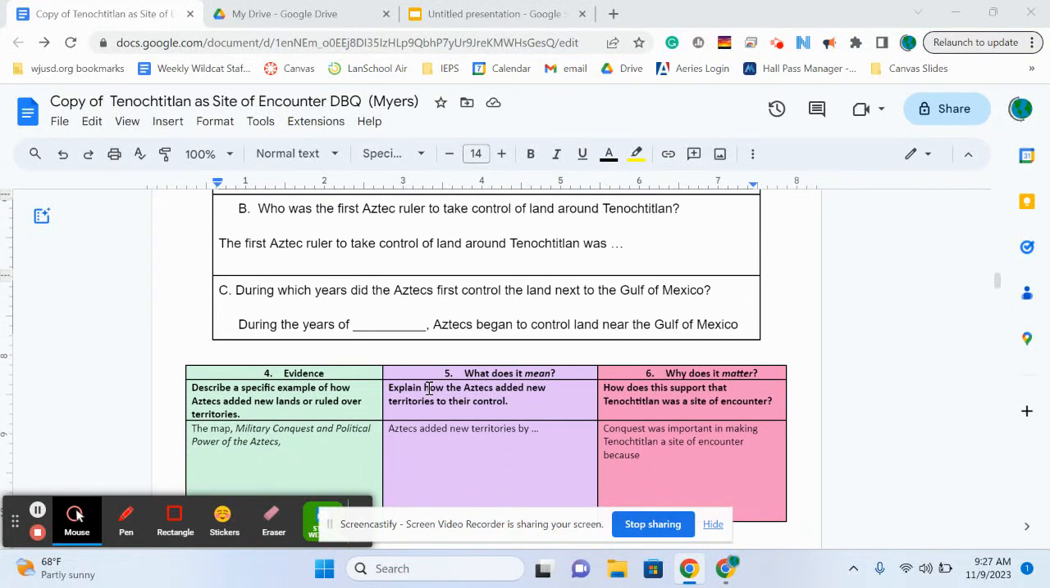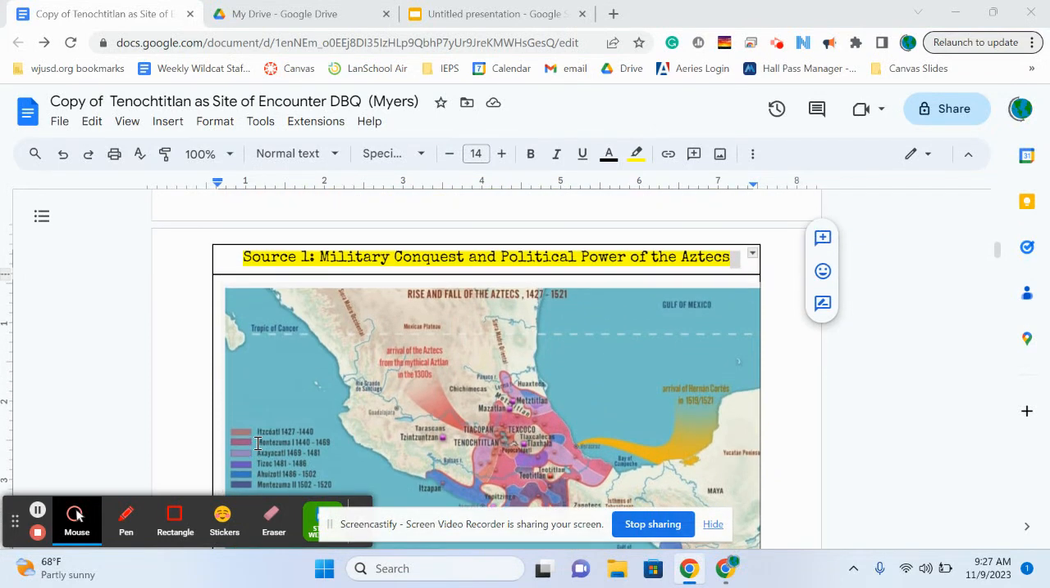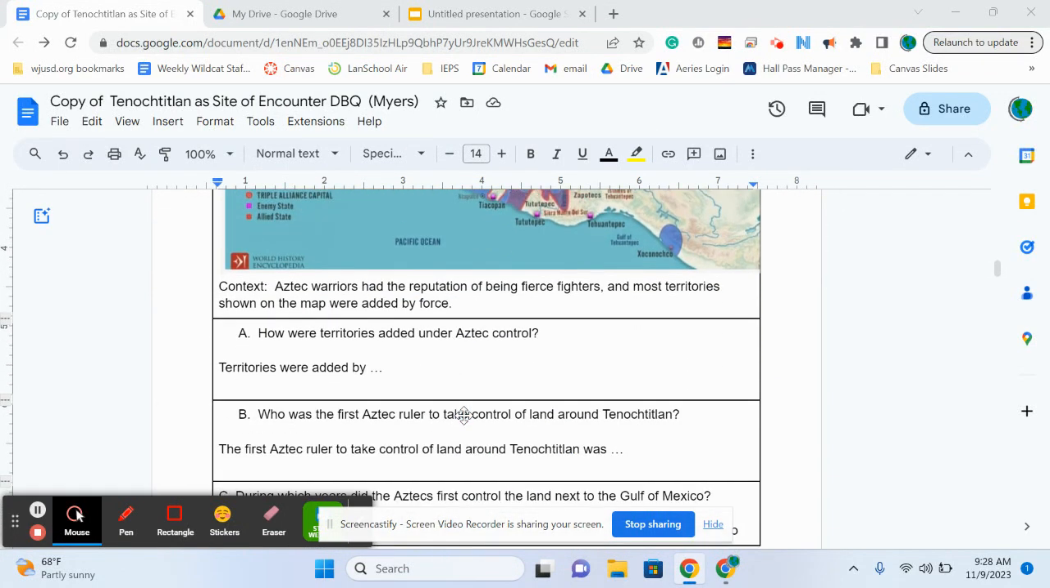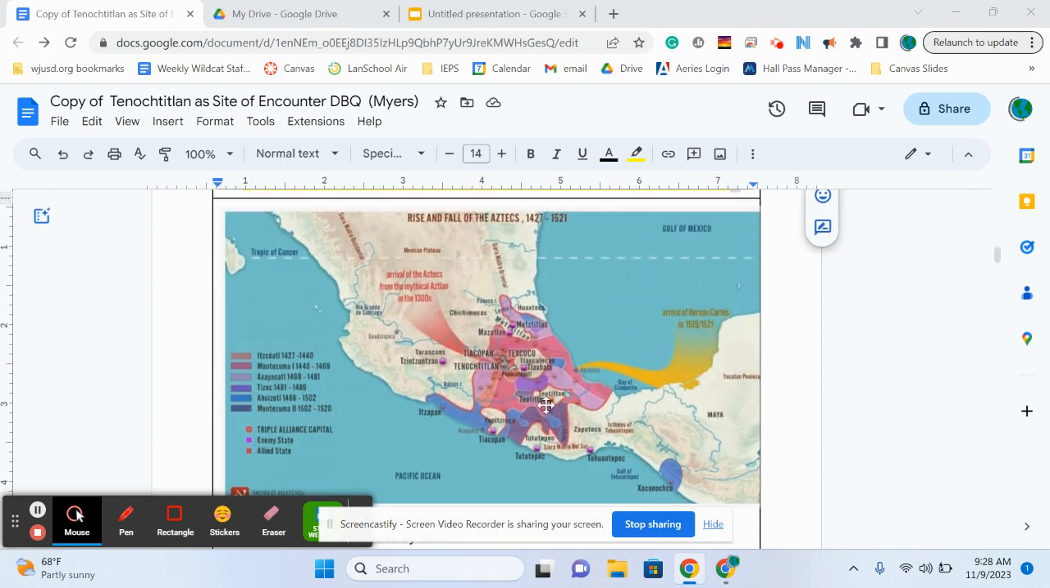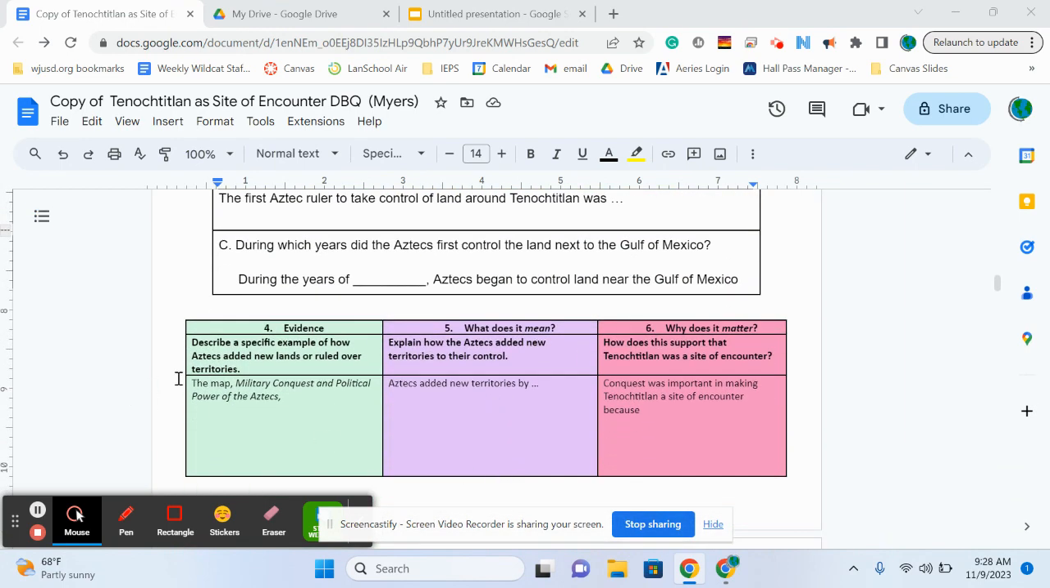So now we're getting into the good stuff. So we've got evidence, analysis. First thing is to describe a specific example of how Aztecs added new lands or ruled over territories. So hey, look, we've already answered that. So we know that they took it over by force, and we want to describe what some of the land was that was taken over. So how would you describe this land that was taken over and which rulers are doing that?